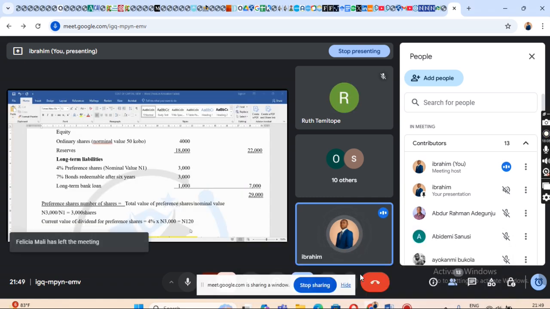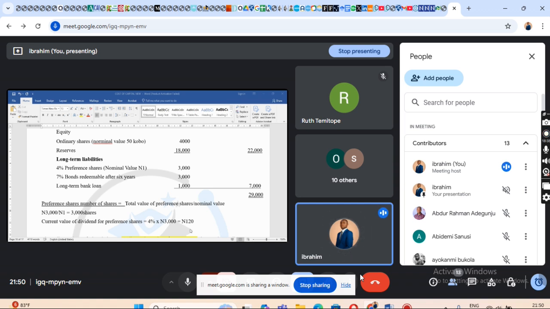You have calculated the current value of dividend for preference shares. Now, what will be the dividend per share? Class, who can give me the answer? What will be the dividend per share? How much will I pay you, 3 naira per share? So how much will be the current dividend per share? Who can give me the figure? How do we determine the dividend per share?